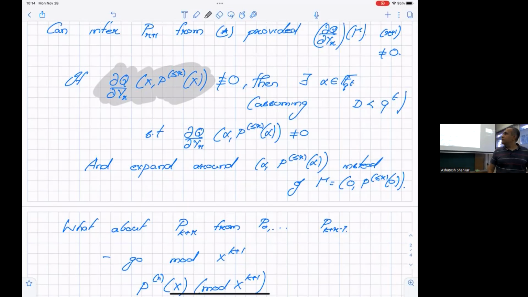Sorry, can you go over the procedure again? What would you do? You would run over all possible choices of alpha. Okay, let's say T is 2. D is smaller than Q squared. Then what would you do? You would run over all possible choices of alpha from that field. What are you going to do?